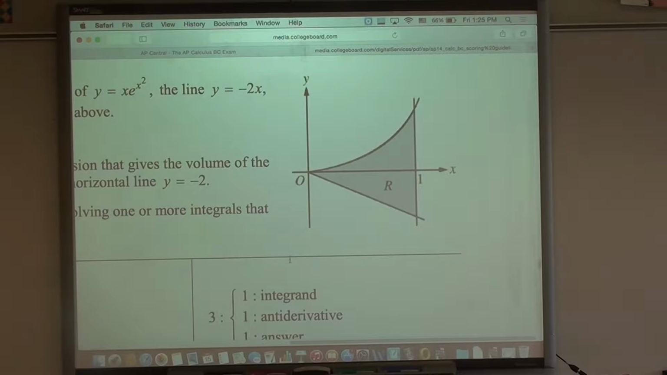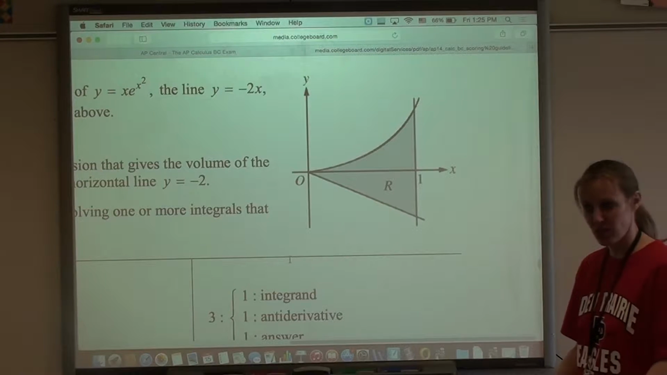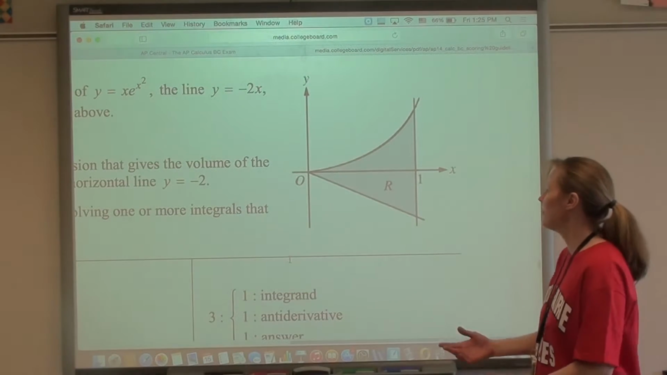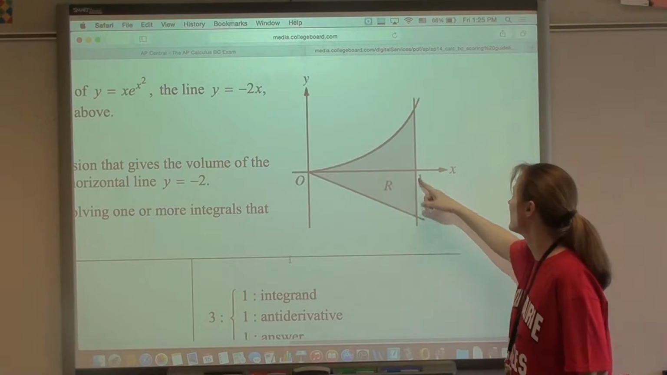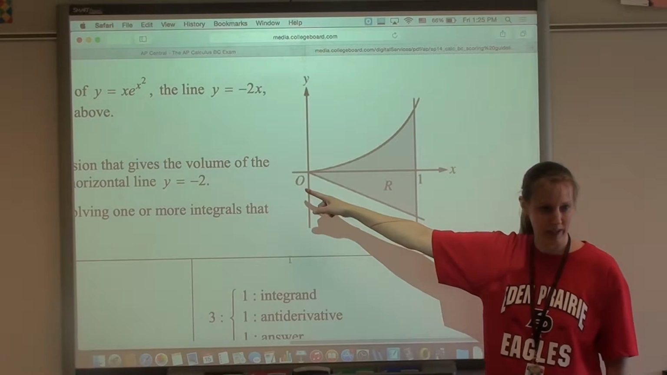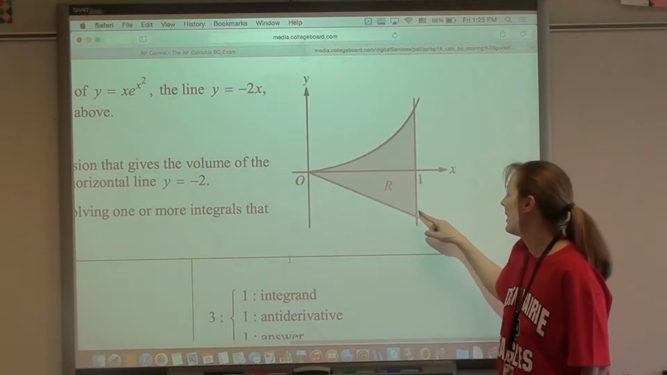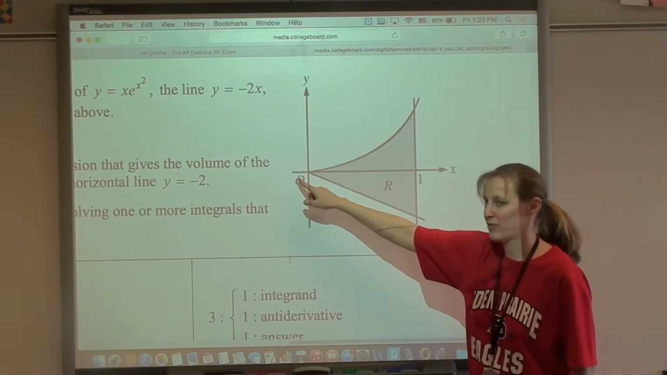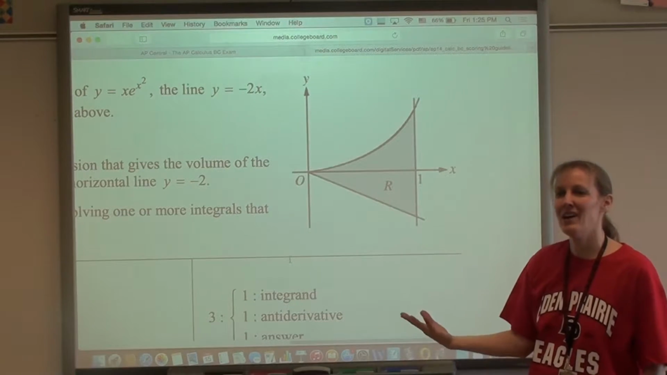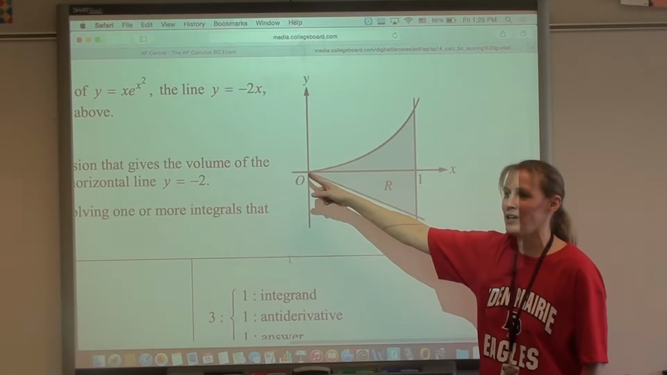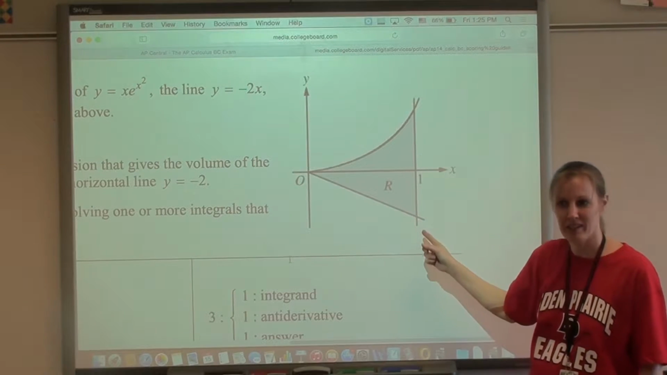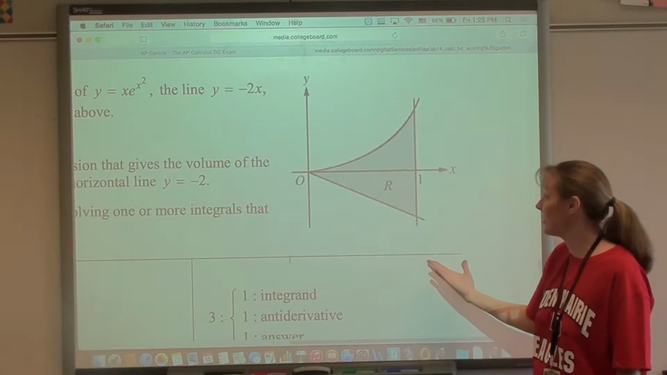Third part said define the perimeter of the region. So, to find perimeter, perimeter is the distance all the way around, right? We have line, line, curve. So it's funny, today I've had a lot of students who got the curve and couldn't get the lines, right? So let's talk lines first.